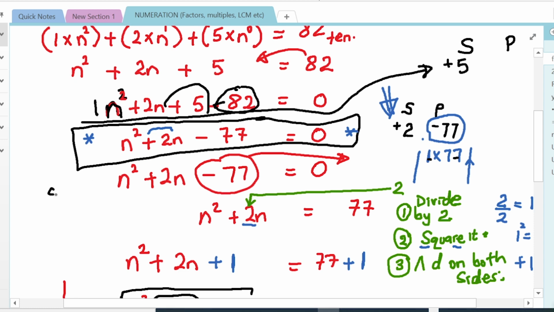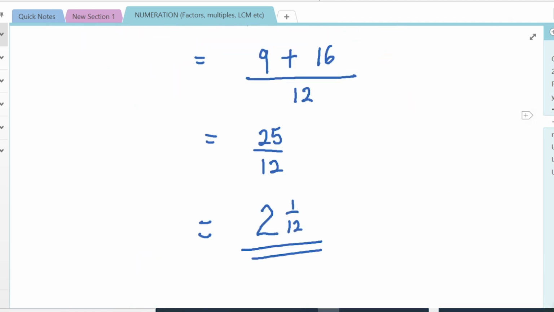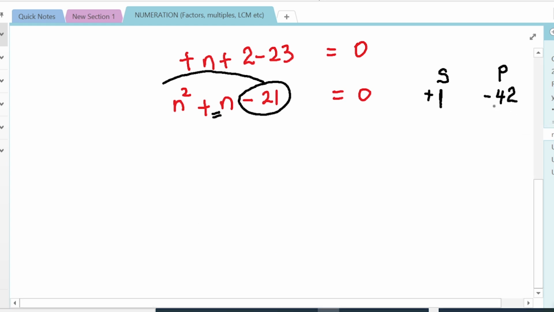We are supposed to be looking at this here. Two numbers giving us a sum of positive 2 and a product of negative 77. This was because the coefficient of n squared here was 1. So it's the same as saying 1 times negative 77, which remains as negative 77. So it's the same thing here. Here we had 2, so two numbers giving us a sum of positive 1 and a product of negative 42.